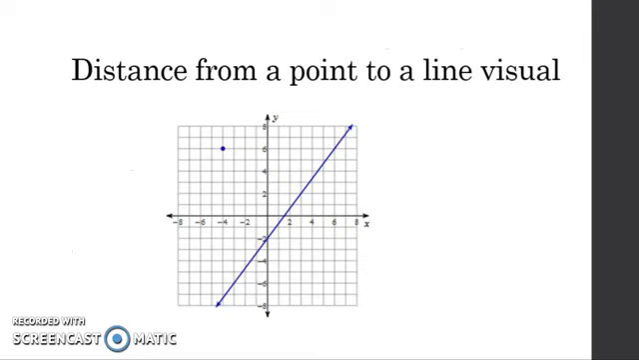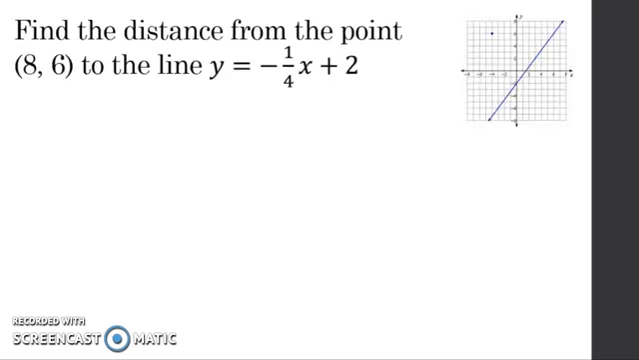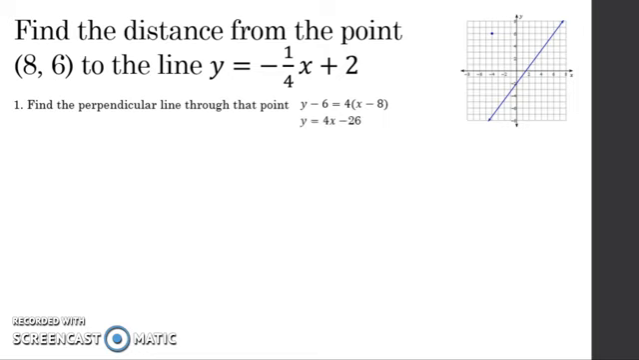Okay, so this is what it looks like. We have a line, we have a point, and we're going to find the distance from that point to the line. So to find the distance, we start with finding the perpendicular line. We're going to use point slope form, so this is y minus 6 equals, the perpendicular slope is +4 times x minus 8. Distribute, we get 4x minus 32, and then we add 6 and we get 4x minus 26. Okay, that is our new equation.